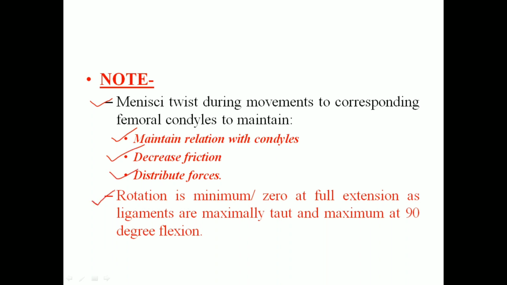Next, rotation is minimum or almost zero at full extension. Already I have told you, we will be getting the medial and lateral rotation only around 90 degrees of knee flexion. Why at extension is it zero or minimum? Because at that time the ligaments are maximally taut.